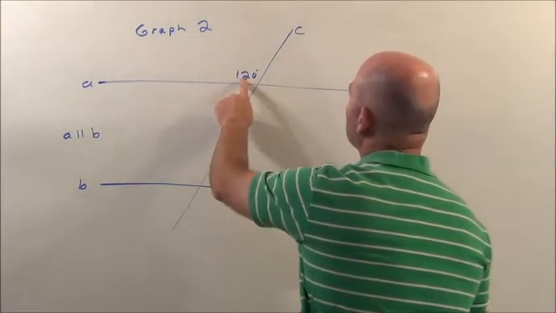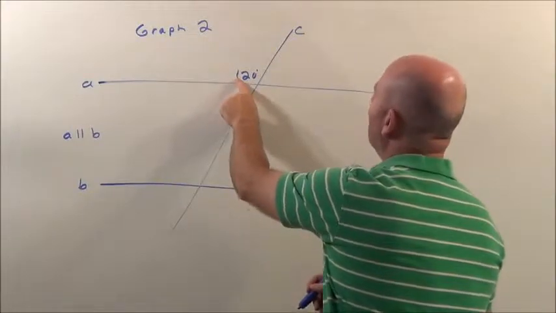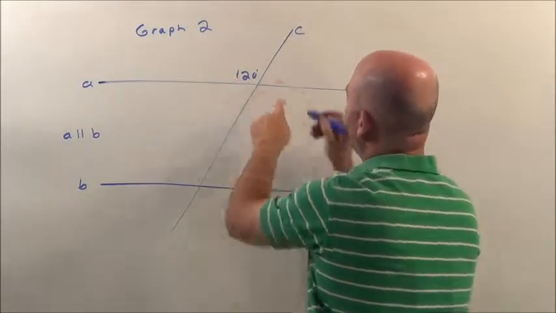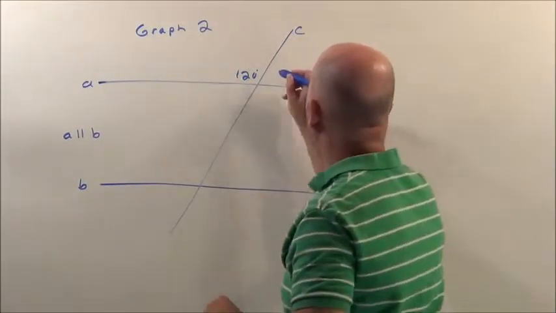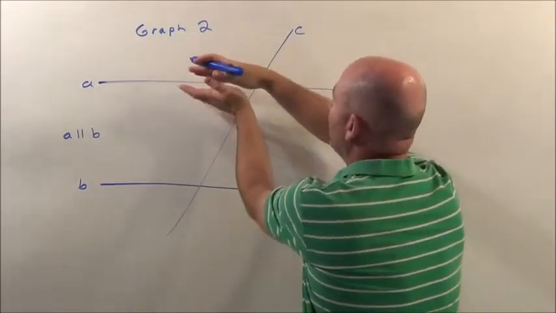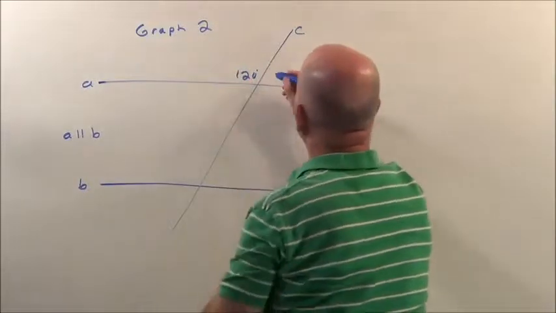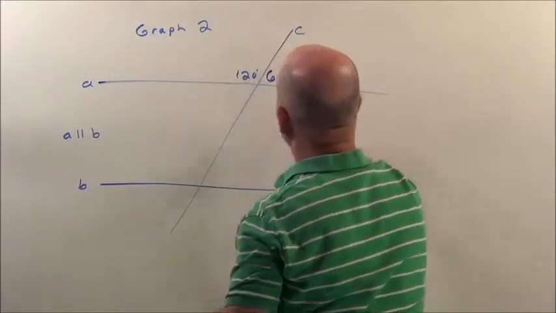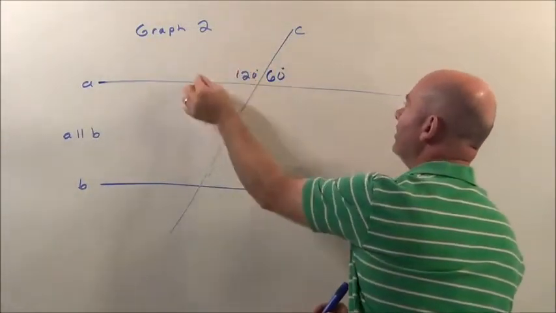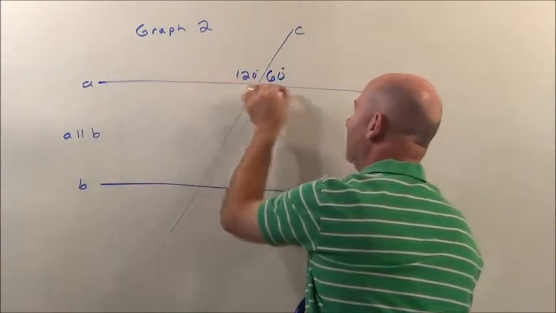Well, the first thing we're going to do is we see 120 degrees. When I see the 120, I know the guy right beside it, called its linear pair, they're going to have to add up to 180. Because if you got 120, well, I know all the way open is 180. So that means 60 is left here in order to form that 180 degree straight line we have on A.